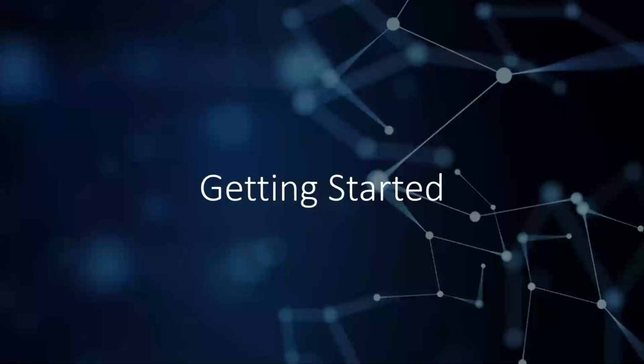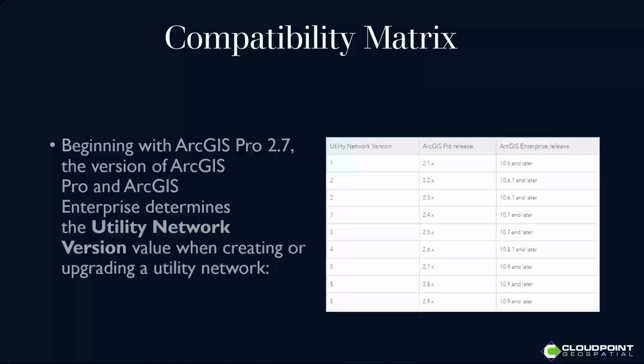Getting started. Before we talk about planning for the utility network, there are some necessary items to address. So one of the first issues we had deploying our first utility network had to do with compatibility. So starting at Pro 2.7, the version of Pro and Enterprise determine the utility network version. So in our case, we were on version 10.8.1 for Enterprise, but we had ArcGIS Pro 2.9 installed. And then we started to receive errors when we were working with the utility network.